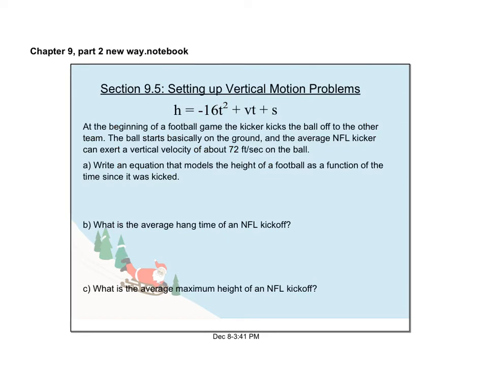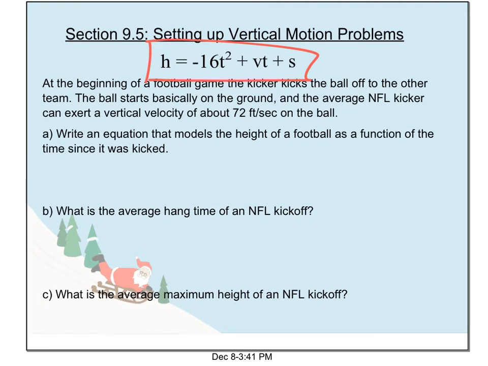So I'm going to take you through one example problem using this equation, h equals negative 16t squared plus vt plus s, to show how we might use it, and in a situation how we can answer some questions with it too. Take a look at the situation we've got here. It says at the beginning of a football game, the kicker kicks the ball off to the other team. The ball basically starts on the ground on a tee, and the average NFL kicker can exert an initial vertical velocity of about 72 feet per second on the ball.